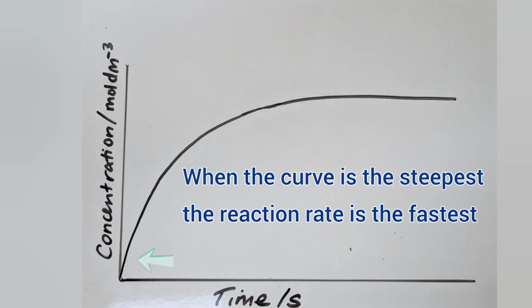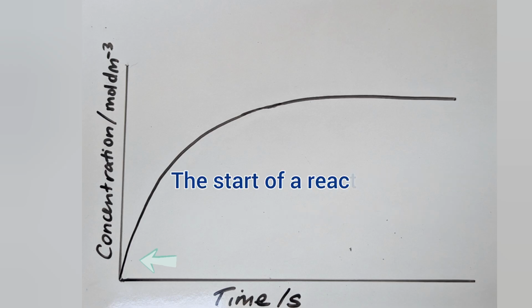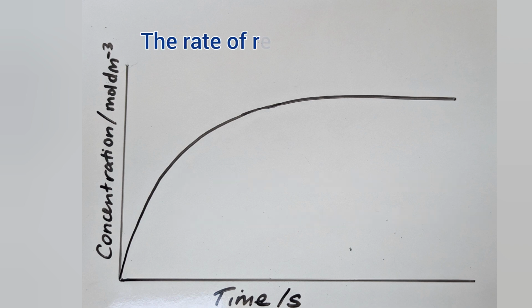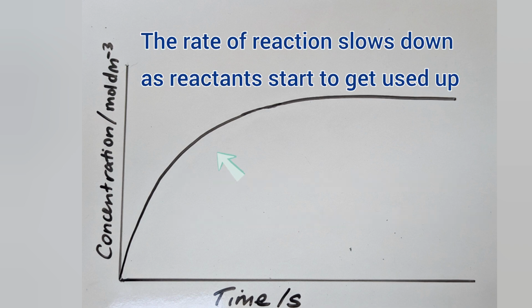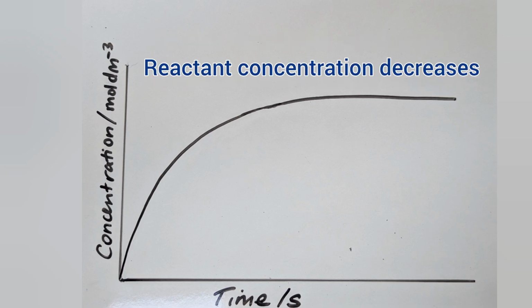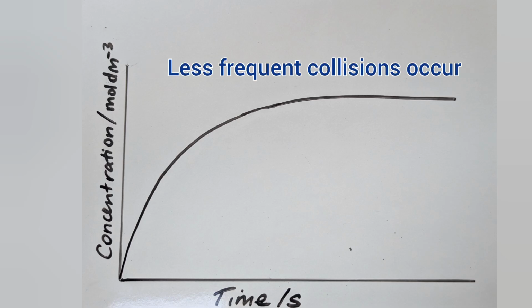But why is this? It's because at the start of a reaction, we have the highest concentration of reactants. As the reaction proceeds, the reaction slows down as reactants start to get used up. In other words, their concentration decreases. This results in less frequent collisions happening.